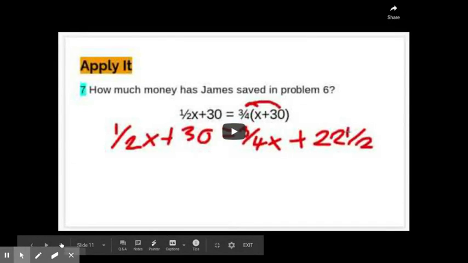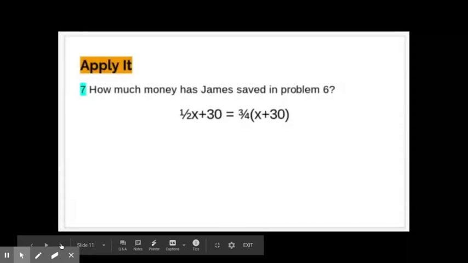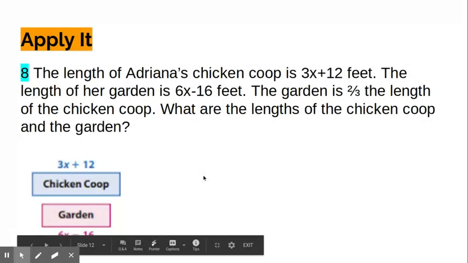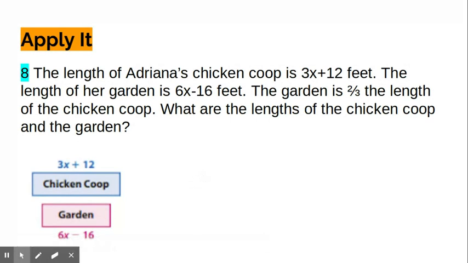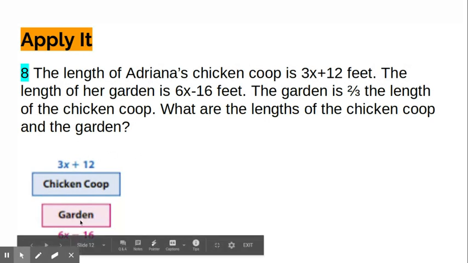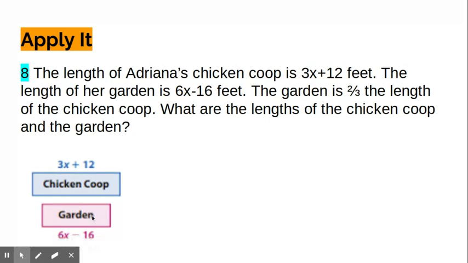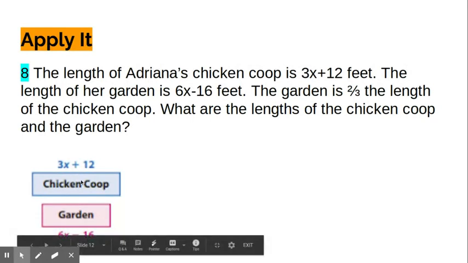Then lastly, we go to problem 8. So for question 8, we see the length of Adriana's chicken coop is 3x plus 12 feet right here. The length of her garden is 6x minus 16 feet here. And the garden is 2/3 the length of the chicken coop. So we need to figure out what the lengths of the chicken coop and the garden are, as we'll see in this video right here.